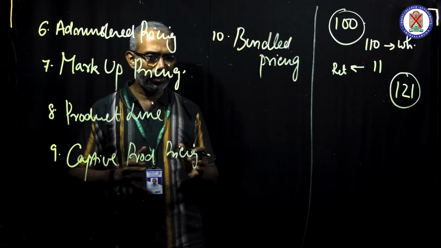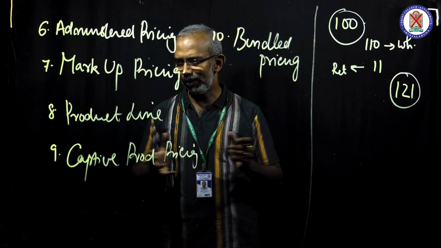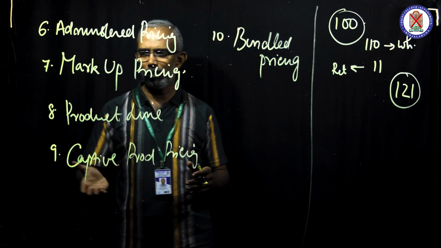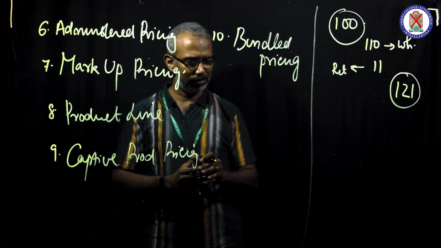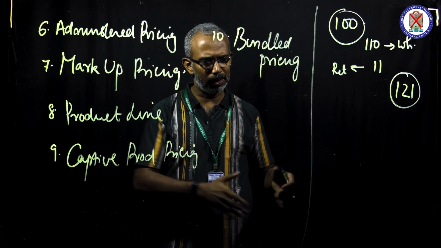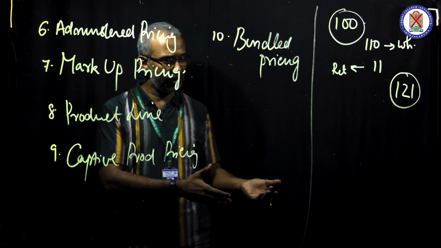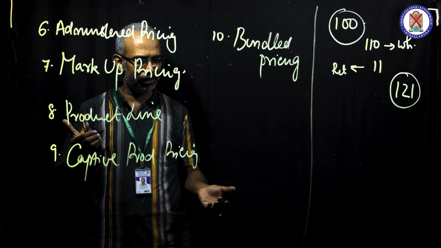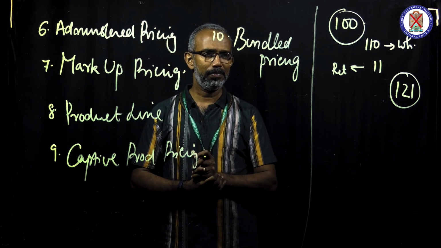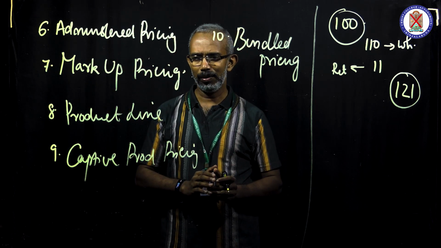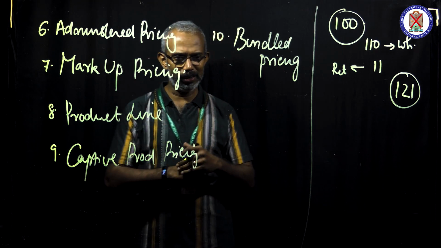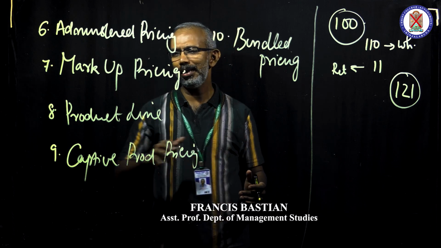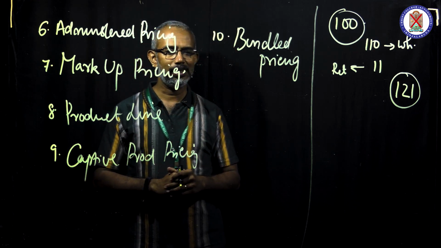What is the relationship between each product's price? How are these prices fixed? This refers to product line pricing. Next is captive product pricing, where the purchase of one product necessarily entails the purchase of another product, and it is a secondary product, though it may be priced in literal terms less than the primary product, which will bring in profits for the company. And the last is bundled pricing, where a group of products are bundled together, offering some advantage to the consumer. These are the 10 different types of pricing strategies.